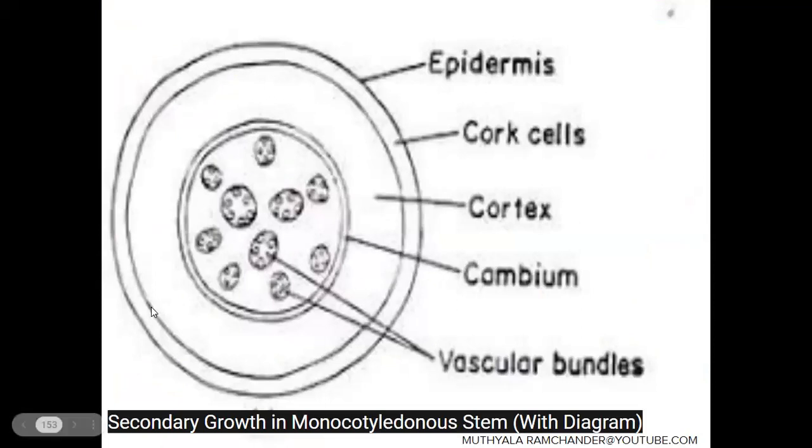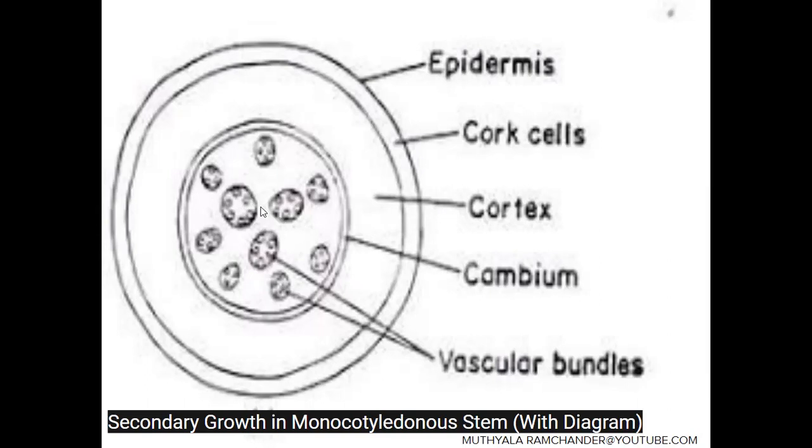Mainly, in the ground plan, it shows three major portions: epidermis, cortex, and vascular bundles. Epidermis is a single layer made by rectangular parenchyma cells. It protects the inner parts. Beneath the epidermis, parenchymatous cells are present, called cortex or also called hypodermis. Below the cortex or hypodermis, vascular bundles are present.